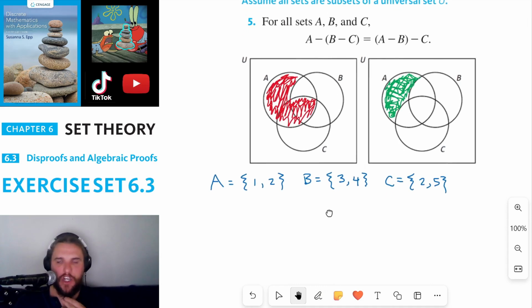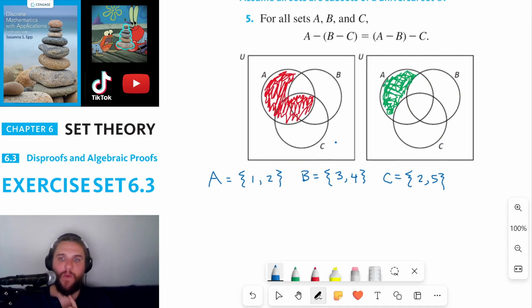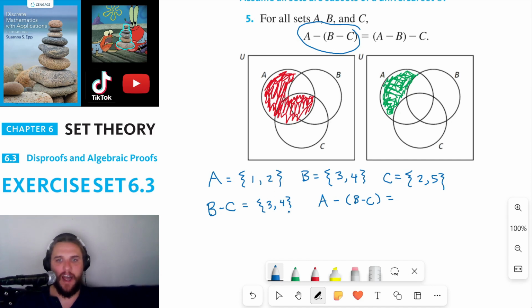Usually this strategy works. So now let's evaluate the left-hand side and the right-hand side separately here. First, we'll do B minus C because according to PEMDAS, we should do parentheses first. B minus C is everything in B that's not in C, which is just everything in B. And A minus (B minus C) is everything in A that's not in B minus C, which is just everything in A.